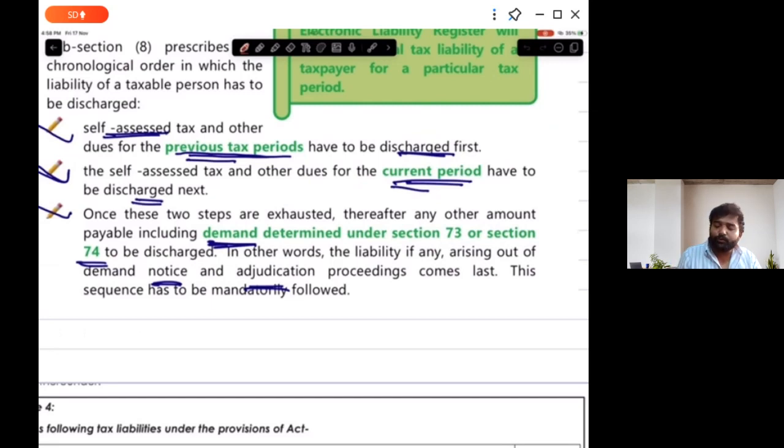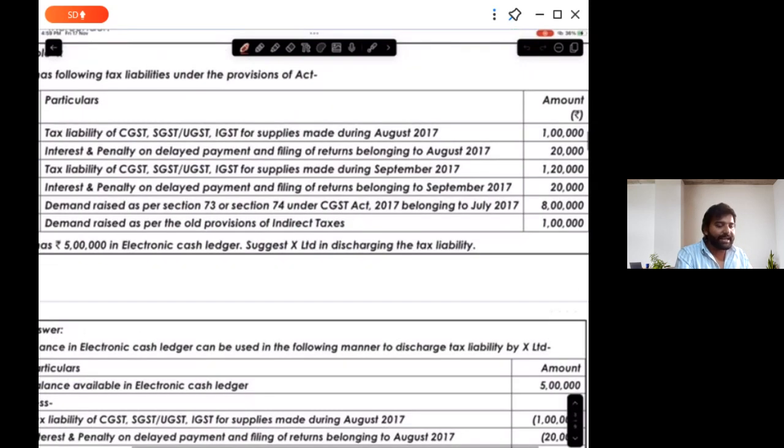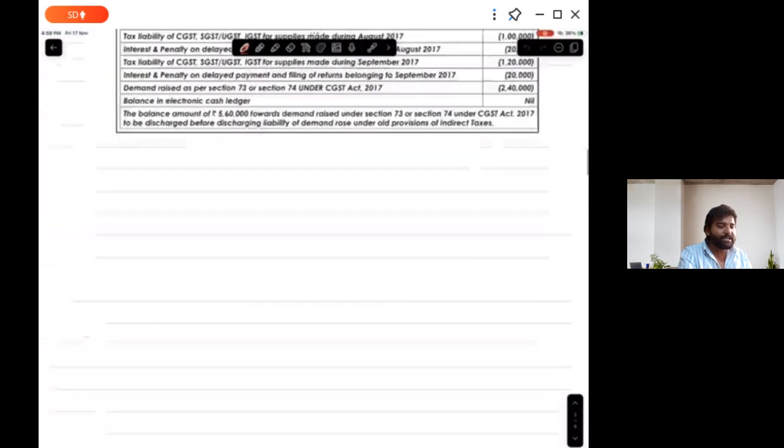मतलब I need to file previous year returns first, previous month return first, then only I can file the current month return, and then only I can pay the demand order. So this is the sequence of discharging my liability. I can't touch with that sequence. I need to follow this sequence. I have also attached an example ताकि आपको उससे समझ में आ जाए कि sequence कैसे follow करना है.